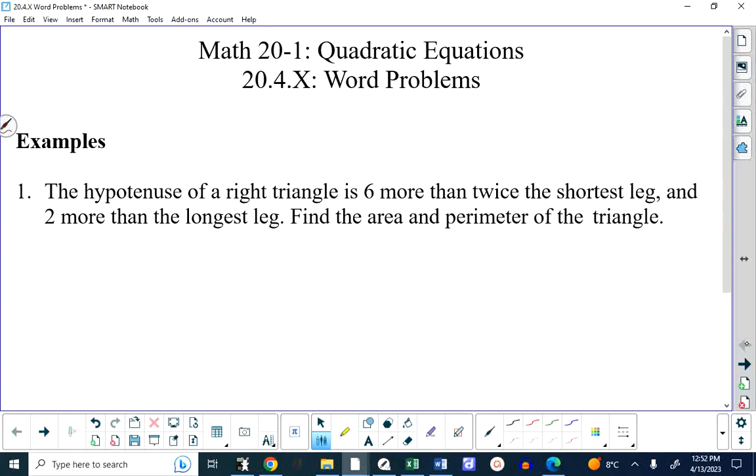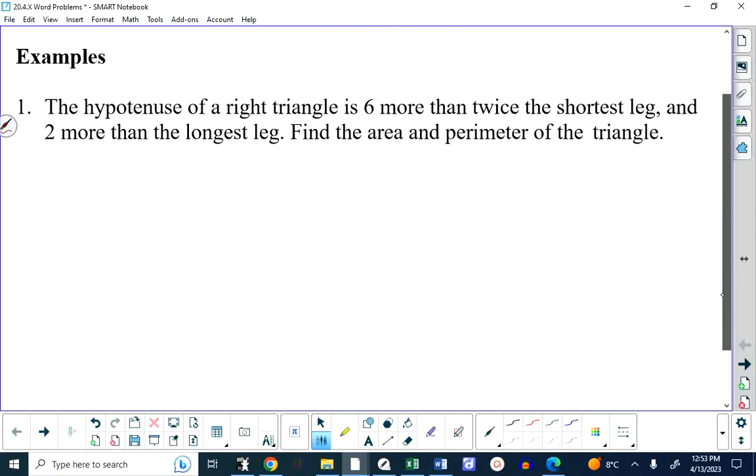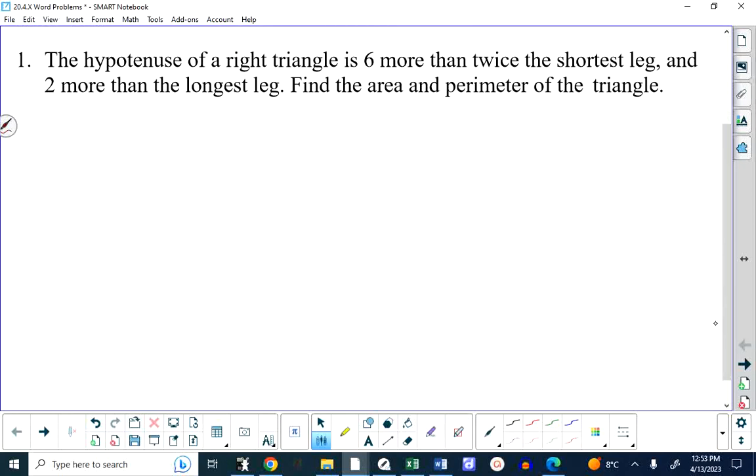So I want to go through with you two examples of word problems where we build an equation that turns out to be quadratic. So the first question says we have a right triangle. Let's just imagine what a right triangle looks like. It's got a hypotenuse and it's got two small sides which are called legs. I don't know if this has been taught to you or if it's been really drilled into your heads in other math classes, but the two sides that are not a hypotenuse are called legs. There's usually a short leg and a long leg. It says the hypotenuse is 6 more than twice the shortest leg.